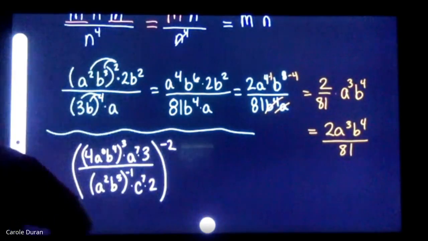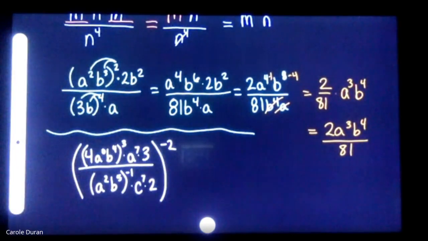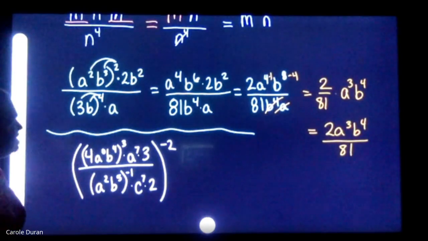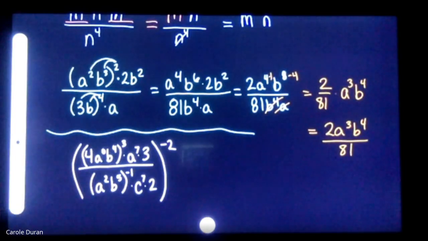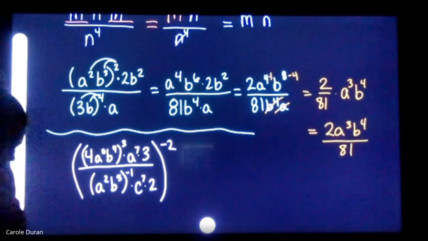Okay, there you go. In the numerator, I have parentheses 4a^0 b^4 parentheses to the 3rd power times a to the 7th power times 3. In the denominator, I have parentheses a squared b^5 parentheses to the -1 power times c^7 times 2, and then that entire thing taken to the -2 power.